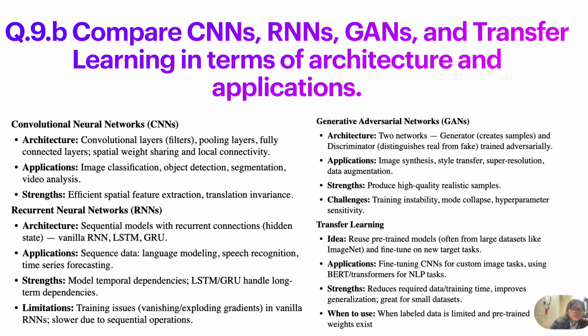Now, recurrent neural networks. Here, the architecture is sequential models with recurrent connections or hidden state, for example vanilla RNN, LSTM, GRU, and it processes sequential data. It is used in language modeling, speech recognition, time series forecasting. Its strength is that it can model temporal dependency. LSTM and GRU handle long term dependencies.